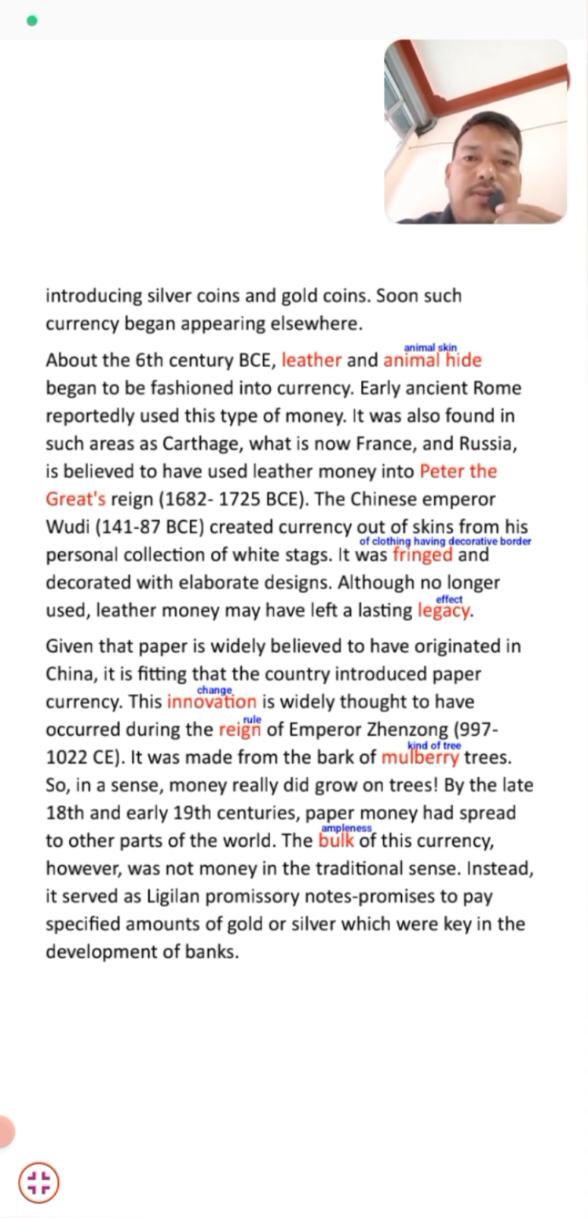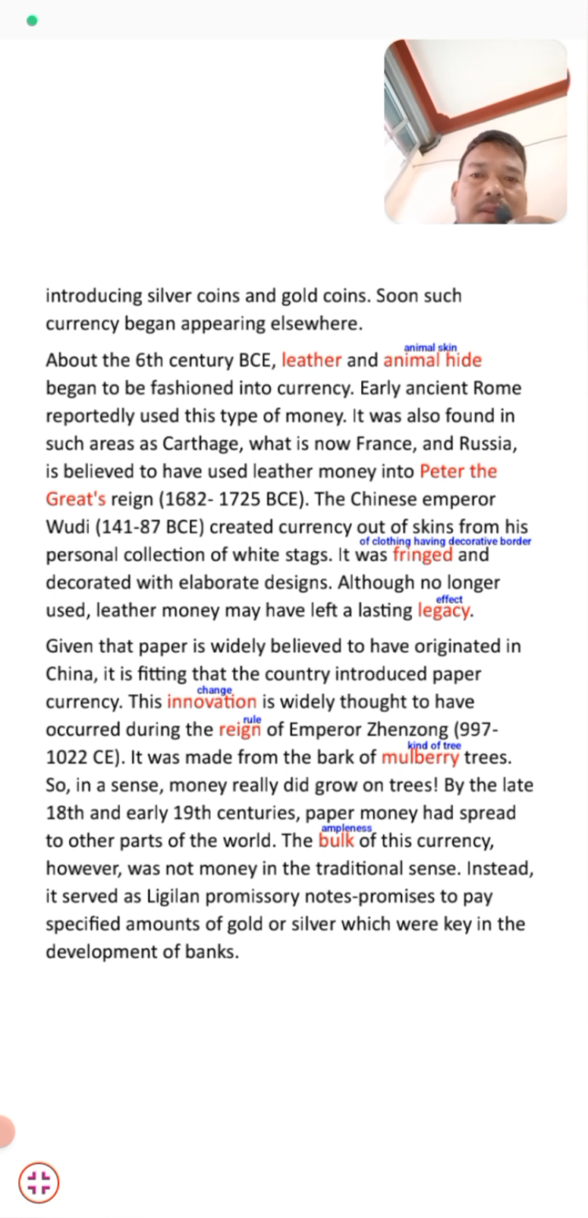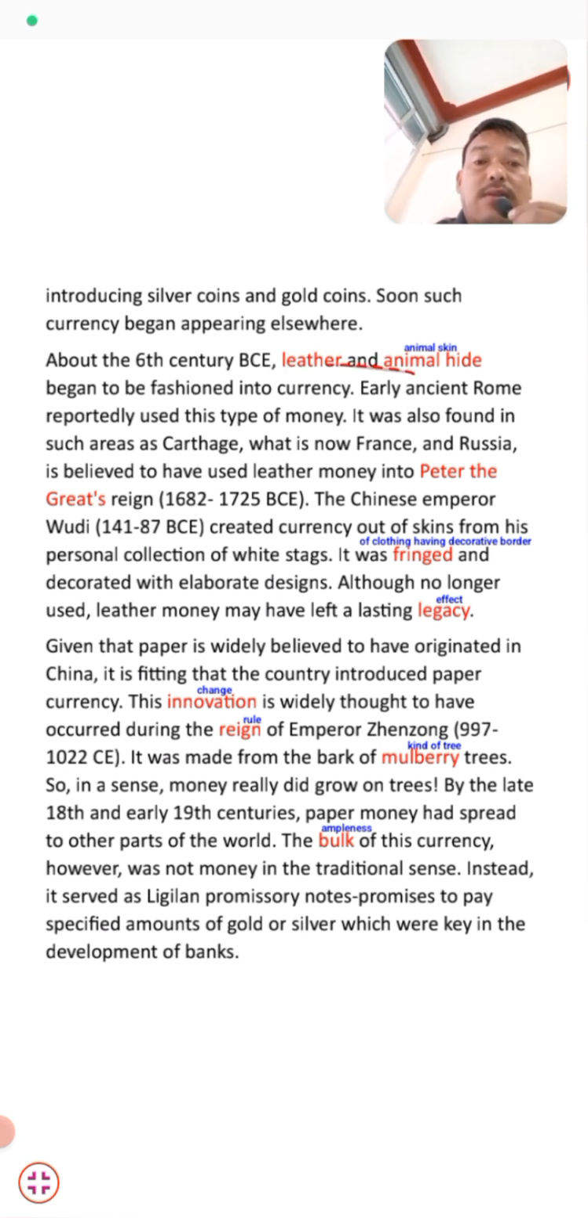Next one here, students. About the 6th century BCE, leather and animal hide began to be fashioned into currency. Leather is the thing which is derived from animal skins, and animal hide is also animal skin. Around the 6th century BC, people began using leather and animal skin as a currency.